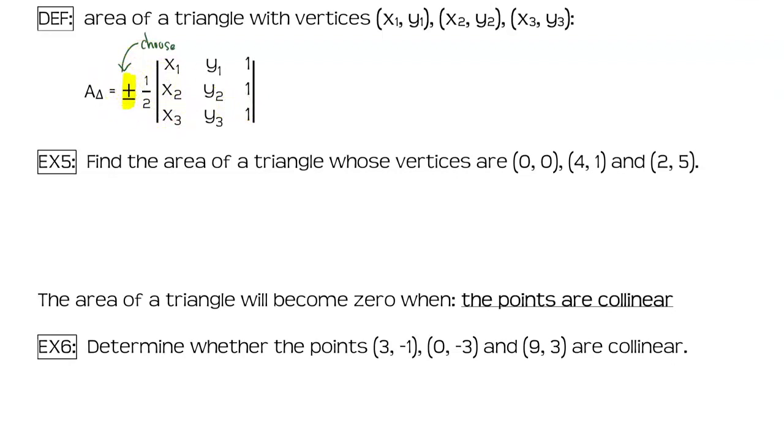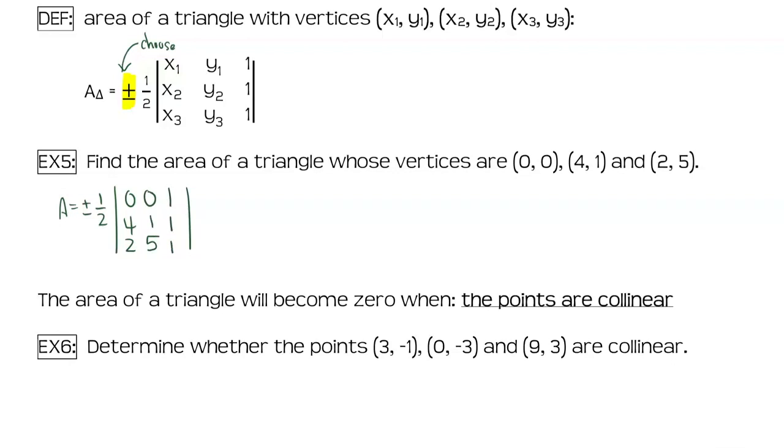But it's basically just you choose. So find the area of a triangle with the given coordinates. The x values are 0, 4, and 2. The y coordinates are 0, 1, and 5. And then throw in a column of 1s.